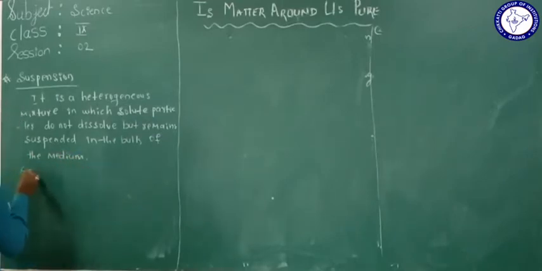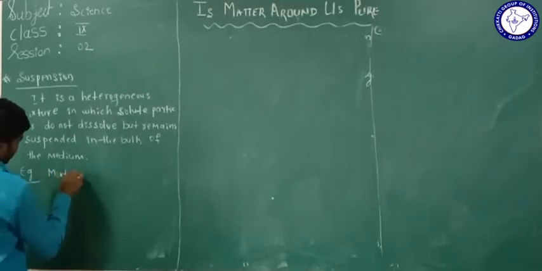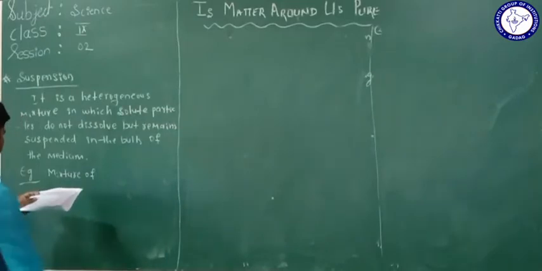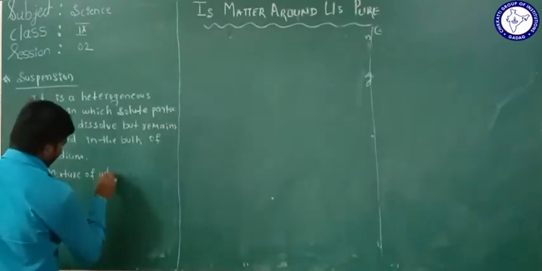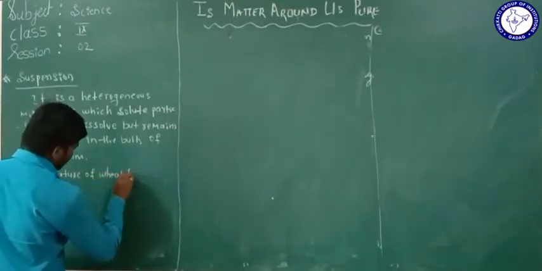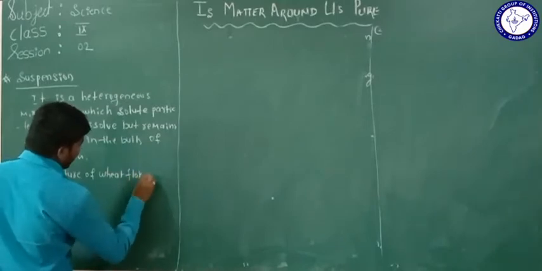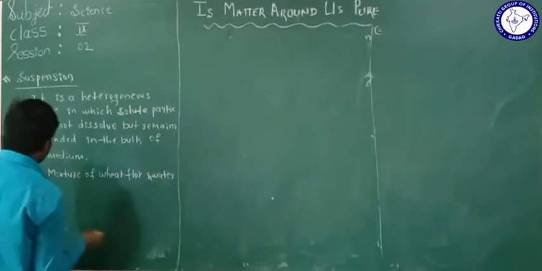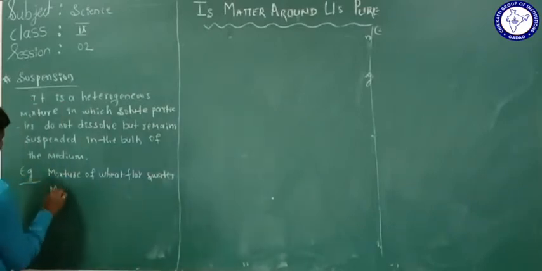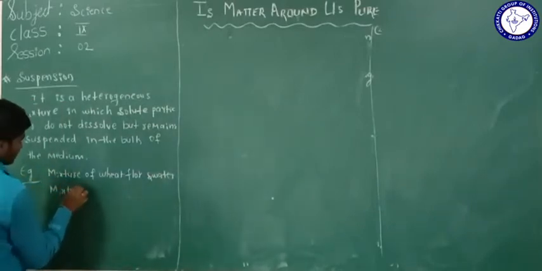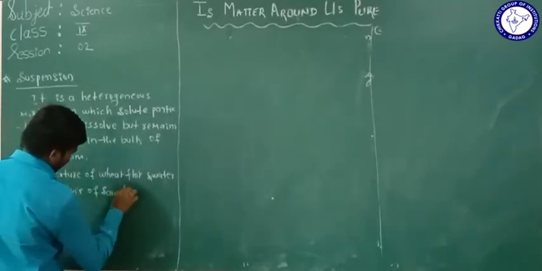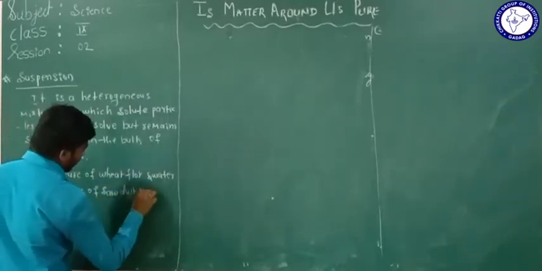For example, I am taking here a mixture of wheat flour and water. Another example, I am taking here a mixture of sawdust and water.